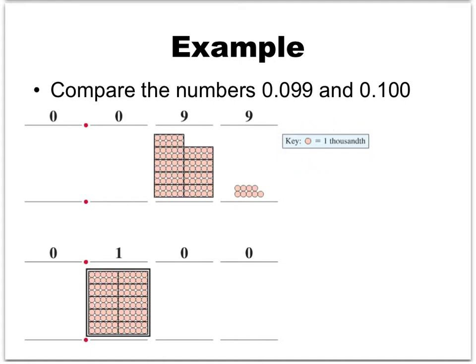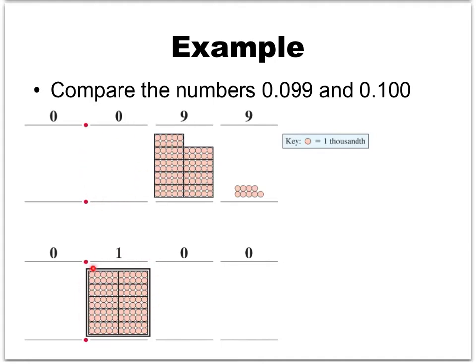So here's their key. 1 dot represents 1 thousandth. And so in 0.099, we have 9 thousandths, so 9 individual dots. And then this 9 here in the hundredths place represents 9 bundles of 10. And then we have 0 here in the tenths place, so we have 0 bundles of 100. Now the number 0.100, we have 0 individual objects, we have 0 bundles of 10, but we have 1 bundle of 100. So we see that we've got 1 bundle of 100 here, and no bundles of 100 in the other number.